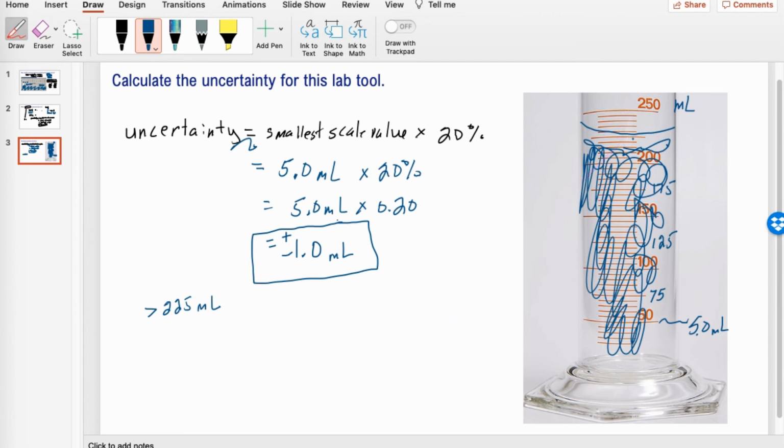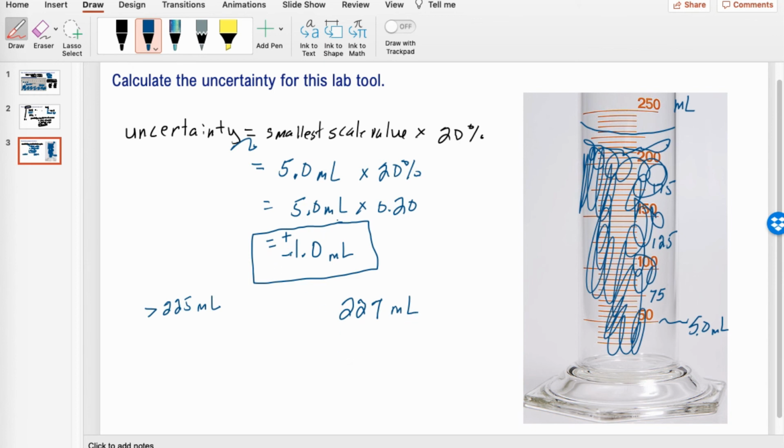and you can see it's not touching that line. If it was touching that line, we would say 225. You can see it's slightly above it. It doesn't look halfway between this line and this line, but it doesn't look exactly close to this one either. I would think 227 milliliters.